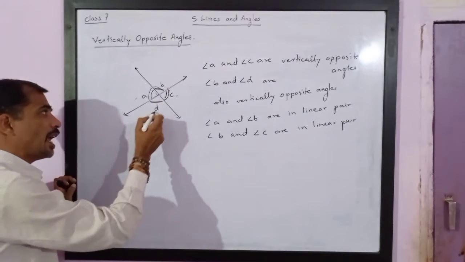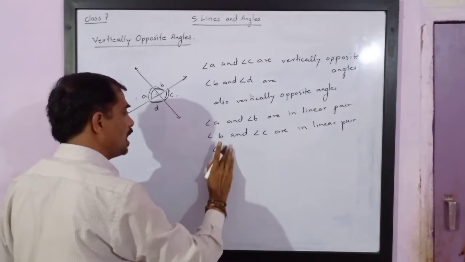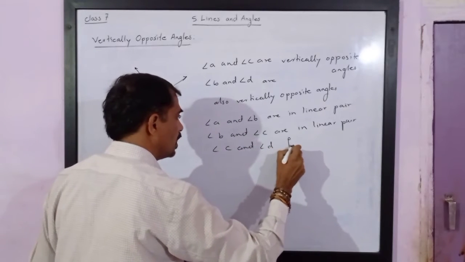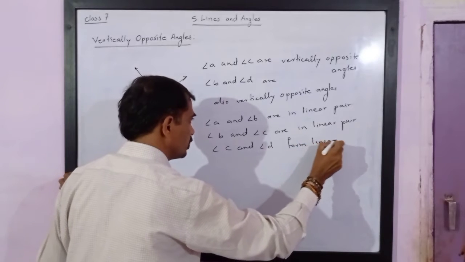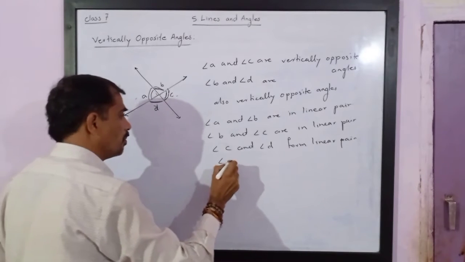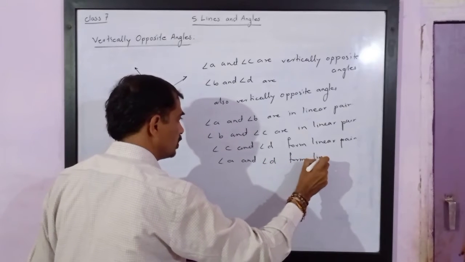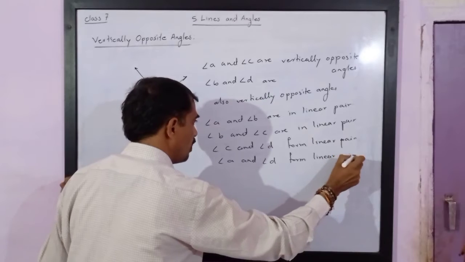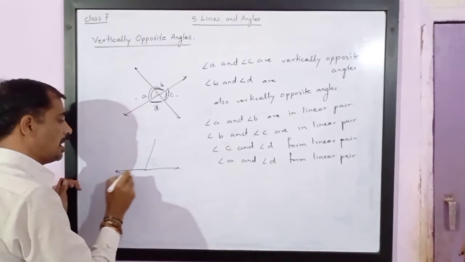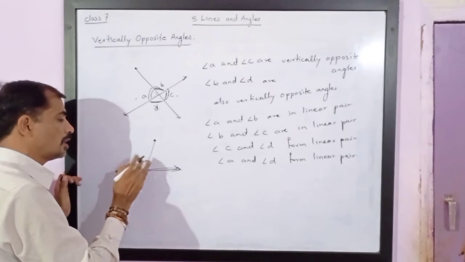Then if you see angle C and angle D, here these two rays are opposite rays, one ray is common, so angle C and angle D also form a linear pair. Then angle A and angle D also form a linear pair. We have already studied that angles in linear pair have one common arm and the other arms are exactly opposite rays. That is, they together form a line.